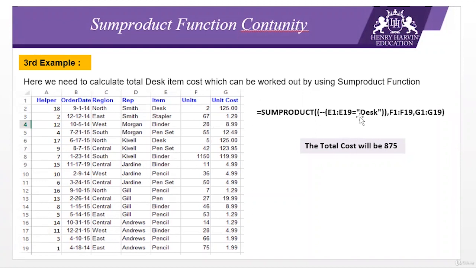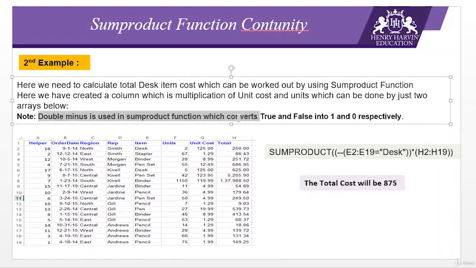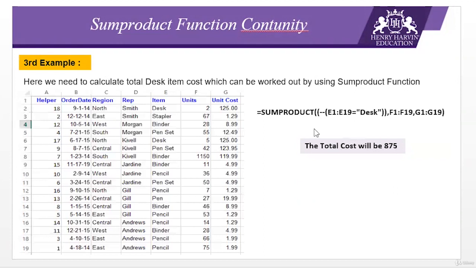If E1 through E19 equal to dash, which will give you value true and false, and that true and false we are converting into 1 and 0. You can read this line. Double minus is used in the SUMPRODUCT function which converts true and false into 1 and 0 respectively. So over here, this is something which we can see. If this equal to dash, this array, this is the E column array. You can see dash, stapler, binder, pen, and dash. If this equal to dash, that is the array which we are converting into 1 and 0, and then we are passing our value F1 through F19. This is a unit, and then G1 through G19 value we are passing over there, unit cost.